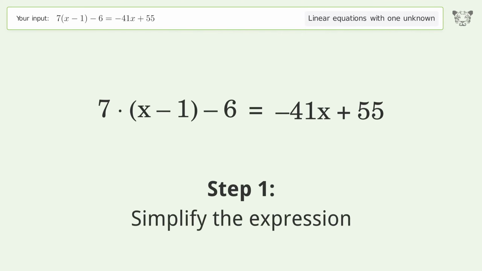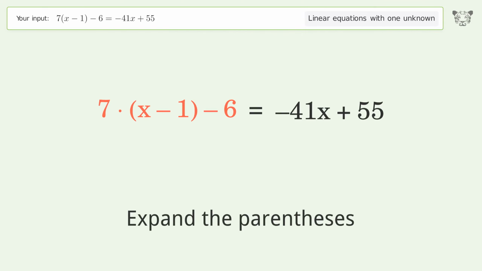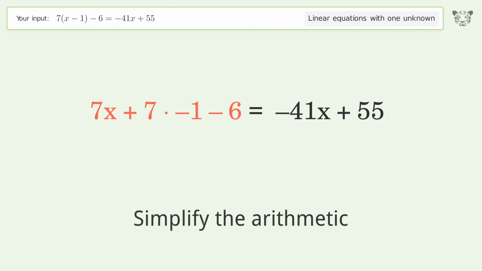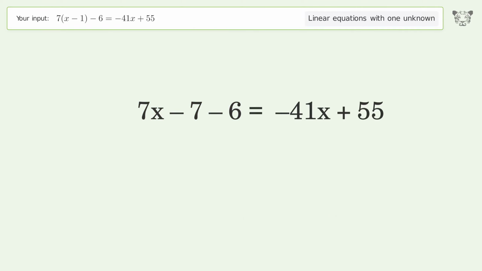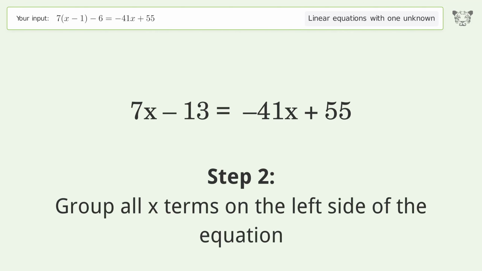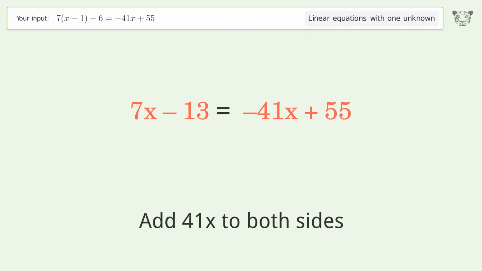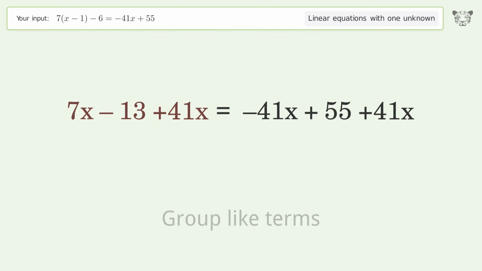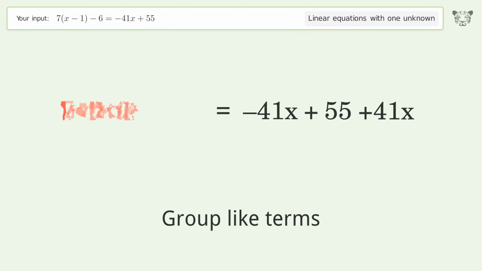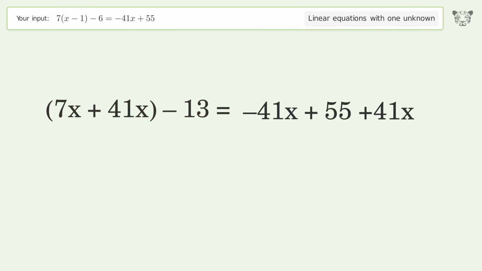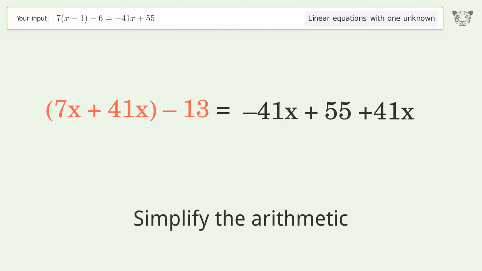Simplify the expression. Expand the parentheses. Simplify the arithmetic. Group all x terms on the left side of the equation. Add 41x to both sides. Group like terms. Simplify the arithmetic.